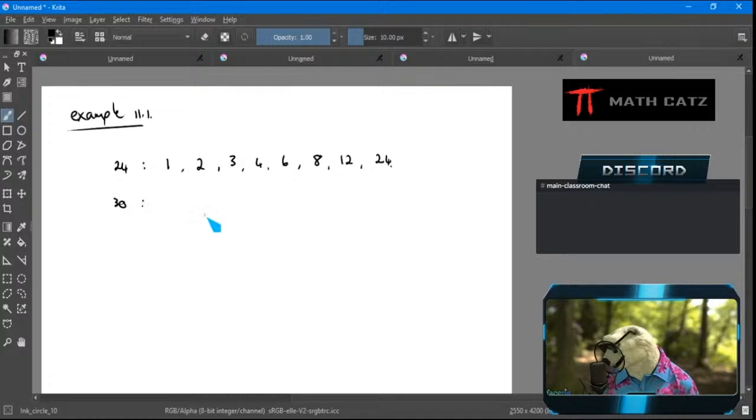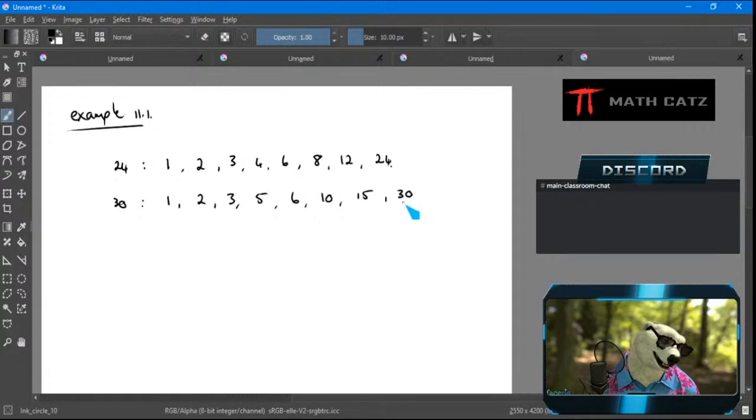Those are the possible number of kids that I could accommodate. But at the same time, I also have to do this for my 30 candy. So for 30, I can accommodate 1, 2, 3, not 4, but 5, 6, not 7, 8, 9, 10. I can accommodate 15 by giving each one 2. And of course, 30 is as far as I can go.